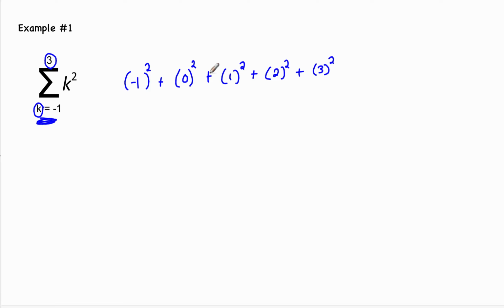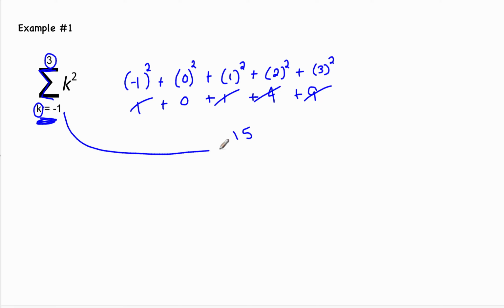Now notice I put plus signs in the middle because that's what the big sigma tells us to do. The big sigma tells us to add all these answers up. That's the answer of 1, that's the answer of 0, that's the answer of 1, that's the answer of 4, that's the answer of 9. And when I add them all up, 9 plus 1 is 10, plus 5 more. Boom! When I summed up all my terms, I got the number 15.